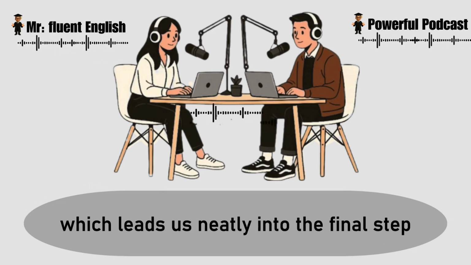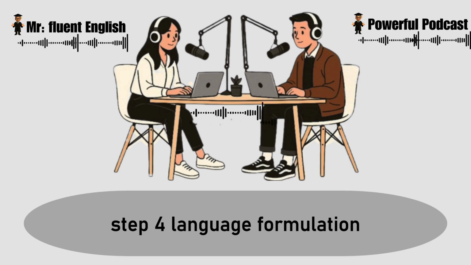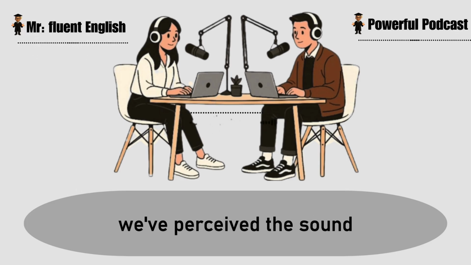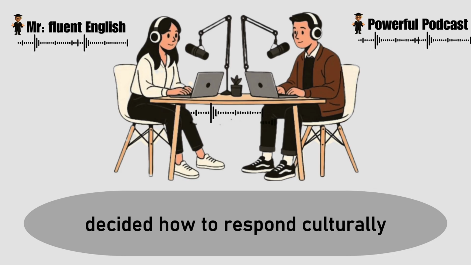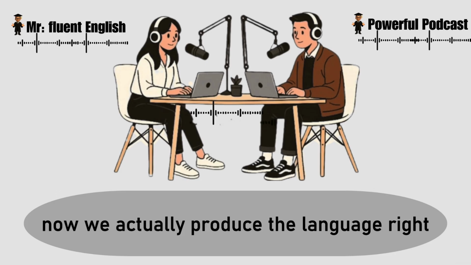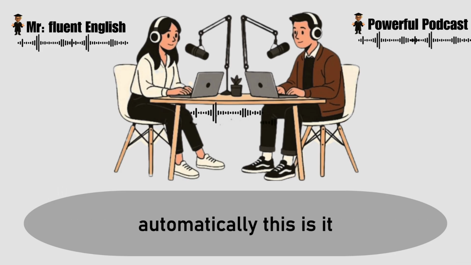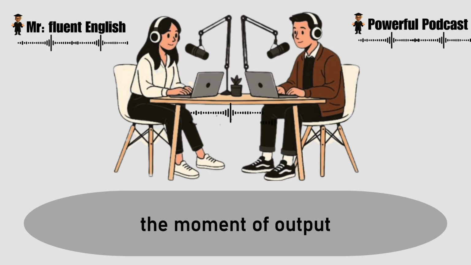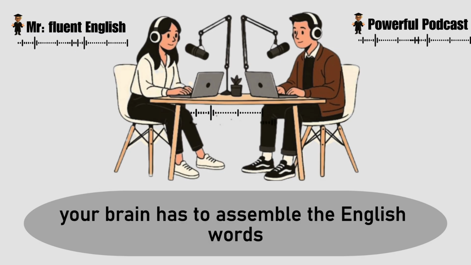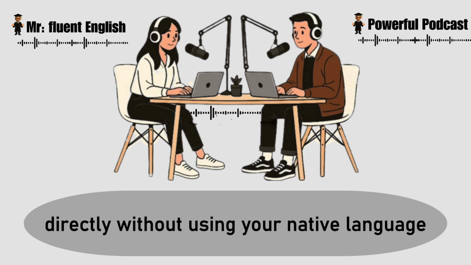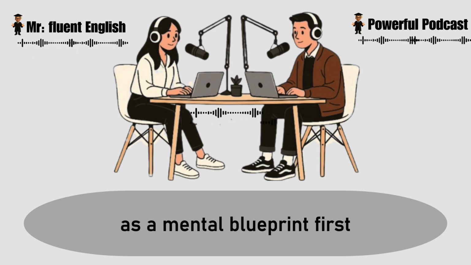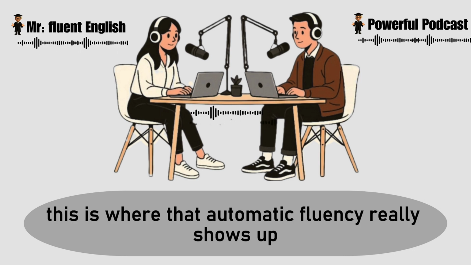Okay, which leads us neatly into the final step. Step 4, language formulation. We've perceived the sound, understood the meaning directly, decided how to respond culturally. Now we actually produce the language automatically. This is it, the moment of output. Your brain has to assemble the English words, the grammar, the structure directly, without using your native language as a mental blueprint first. This is where that automatic fluency really shows up.